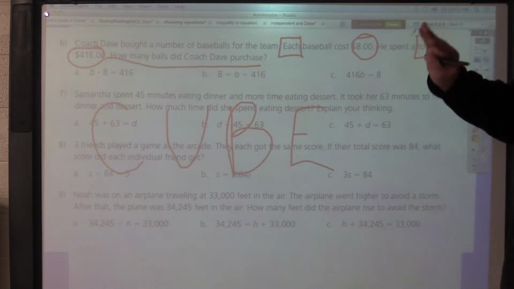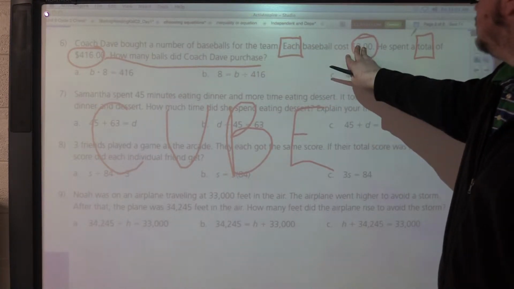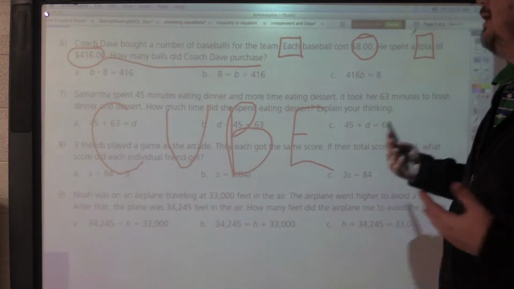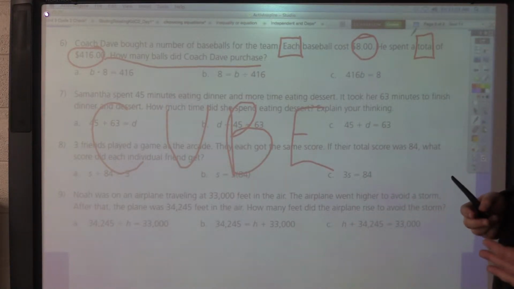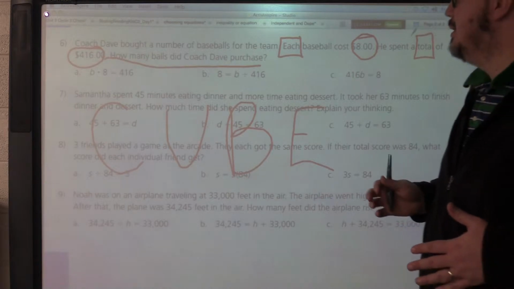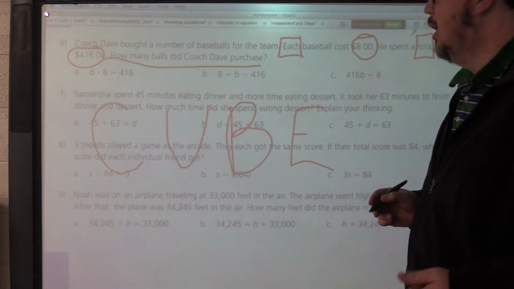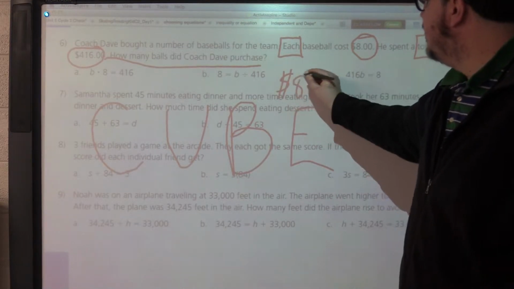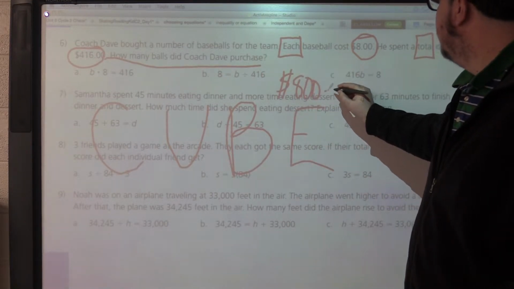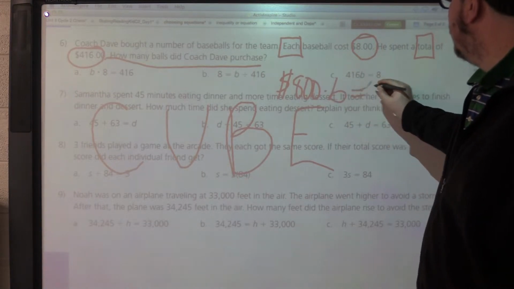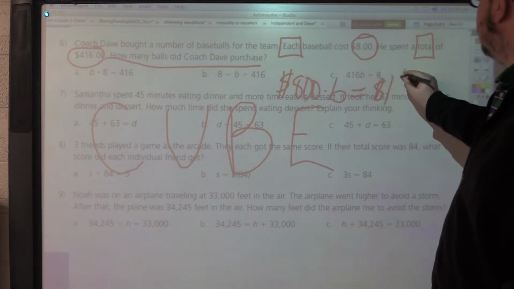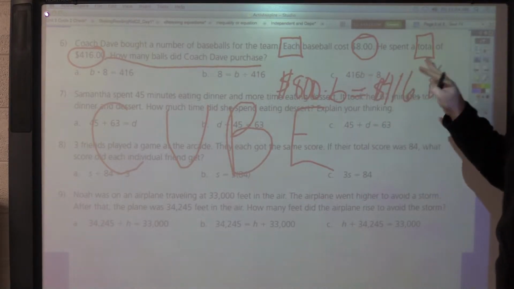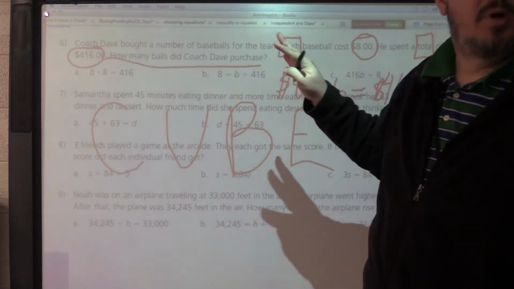Now, because it tells me each costs $8, because it's saying total, it's leading me to think multiplication's going on here. I don't know how many balls he got altogether, so I'm going to go ahead and say B for my unknown, for my variable. I know that $8, I'm going to write like this, $8 times B is going to equal $416. Now, I wrote it like this because this is pretty much how it phrased it in the problem.